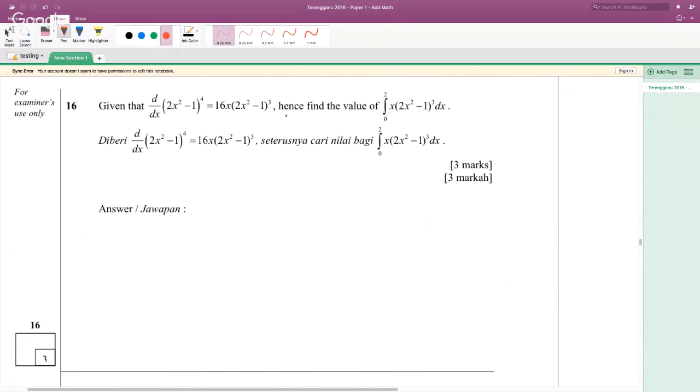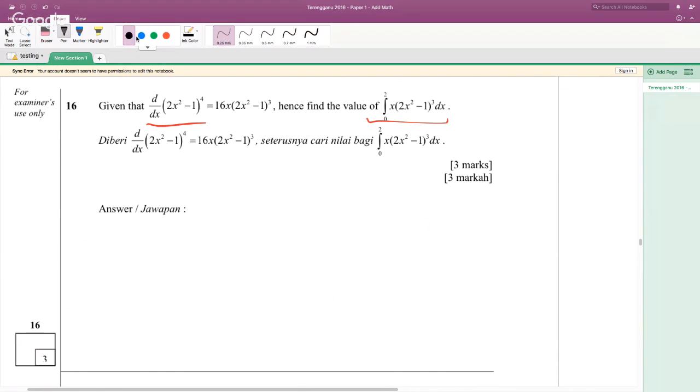Okay, given the differentiation, you will get this one. Hence, find the value. So I say whenever I give you the differentiate part, you don't differentiate first because we see integration here. So what I will do is use the information we have here. This question is actually done like this. You don't need to differentiate or integrate anything yet.